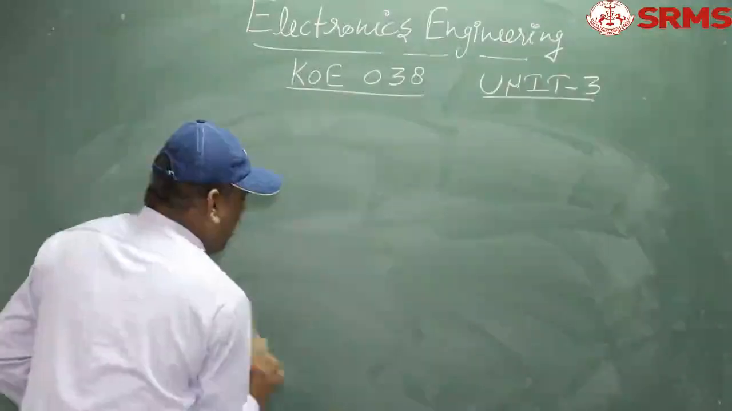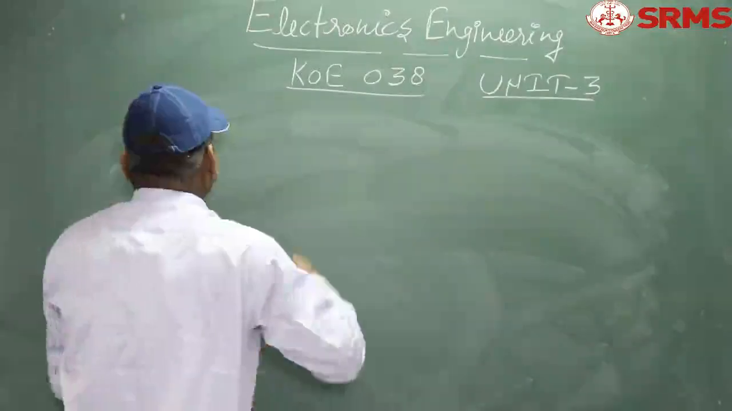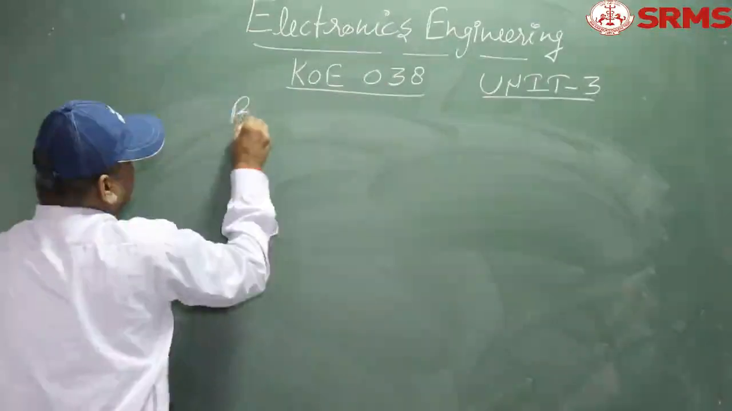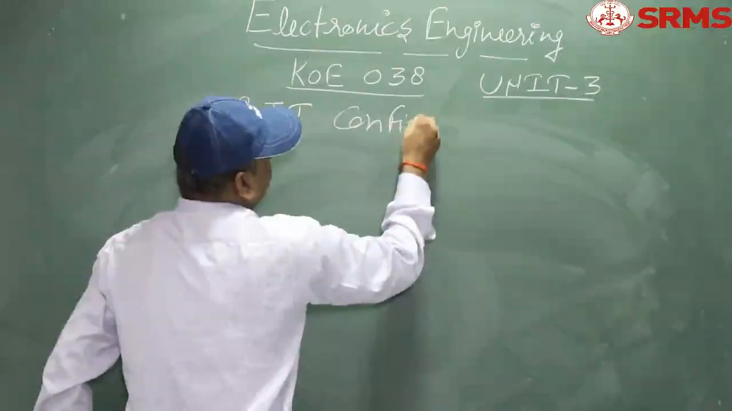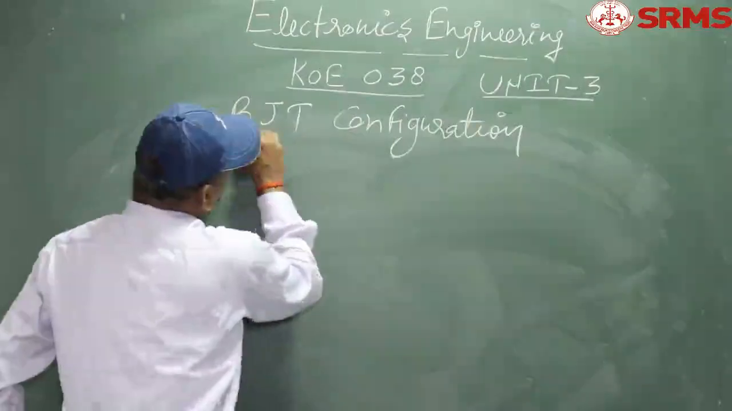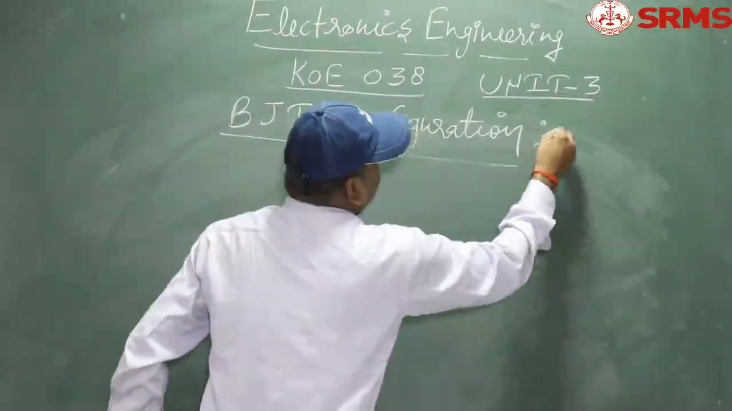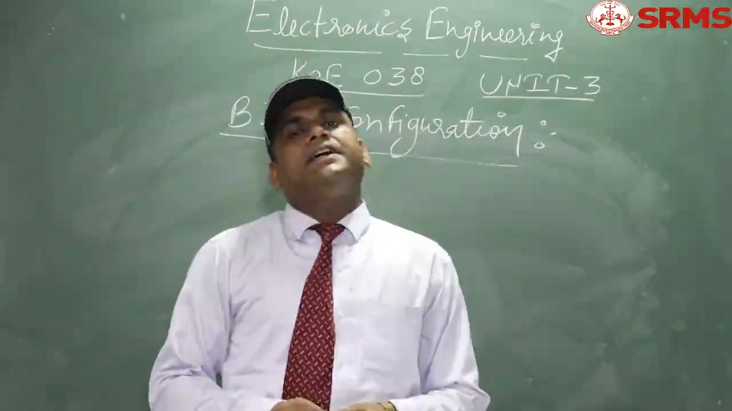Now, we will discuss transistor configuration, or you can say BJT, bipolar junction transistor configuration.